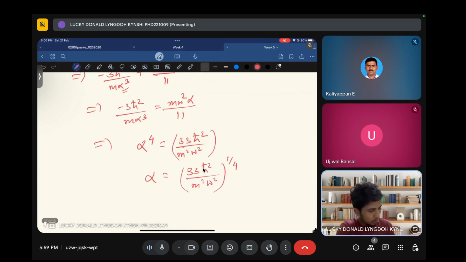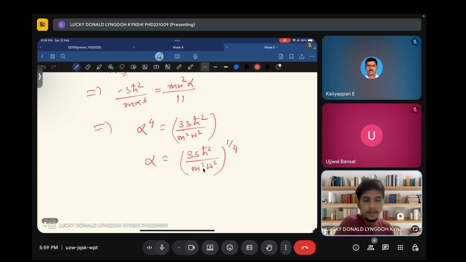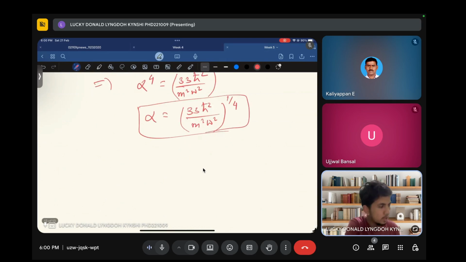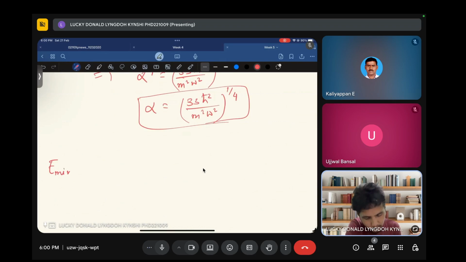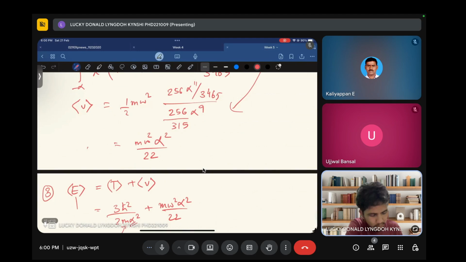Right now you've got the value of alpha. This is the third step. That means we have to find the minimum energy value of E, in which alpha is this one. Okay, so how do we find out the total energy? You can just substitute back in your energy. So the minimum energy is this term.